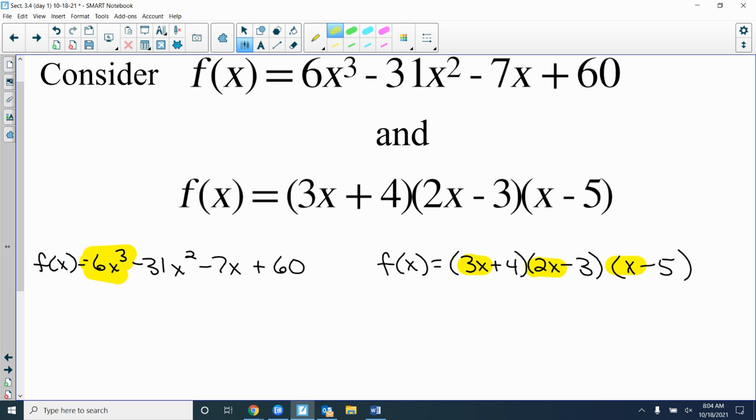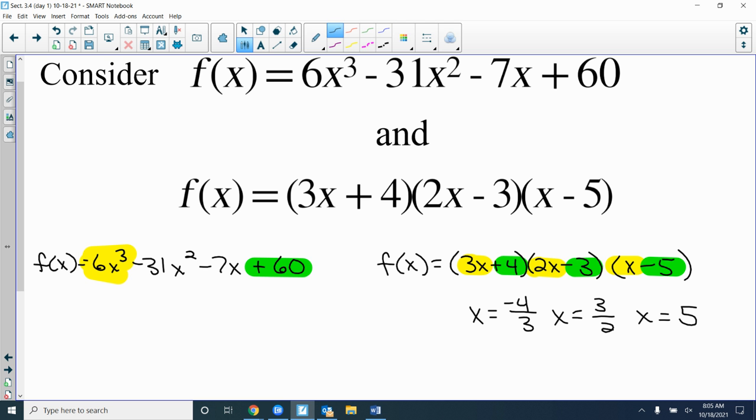What do the last 3 numbers multiply together to give me? What's 4 times negative 3 times negative 5? 60. That has to be the case. Now, these two middle terms are going to come out in the wash when you FOIL everything out. But the first and the last we can figure out. Now, what was our answer to the actual problem? We had x equals negative 4/3, right? We had x equals positive 3/2, and we had x equals 5.